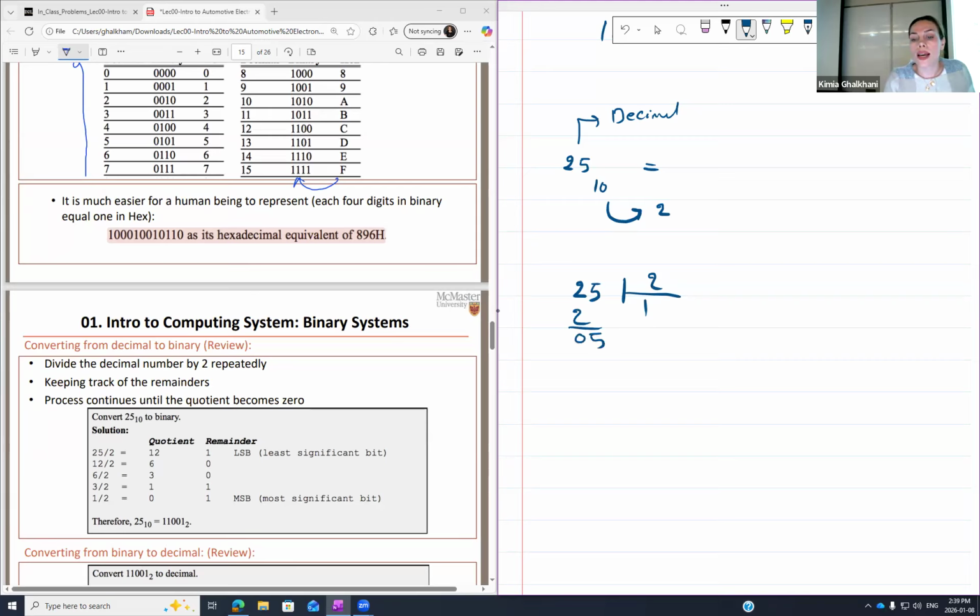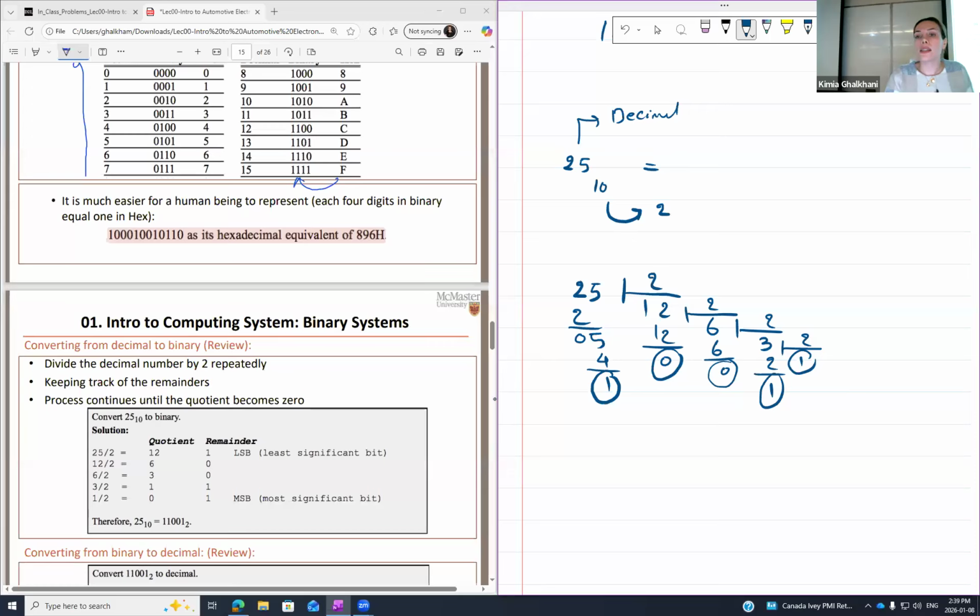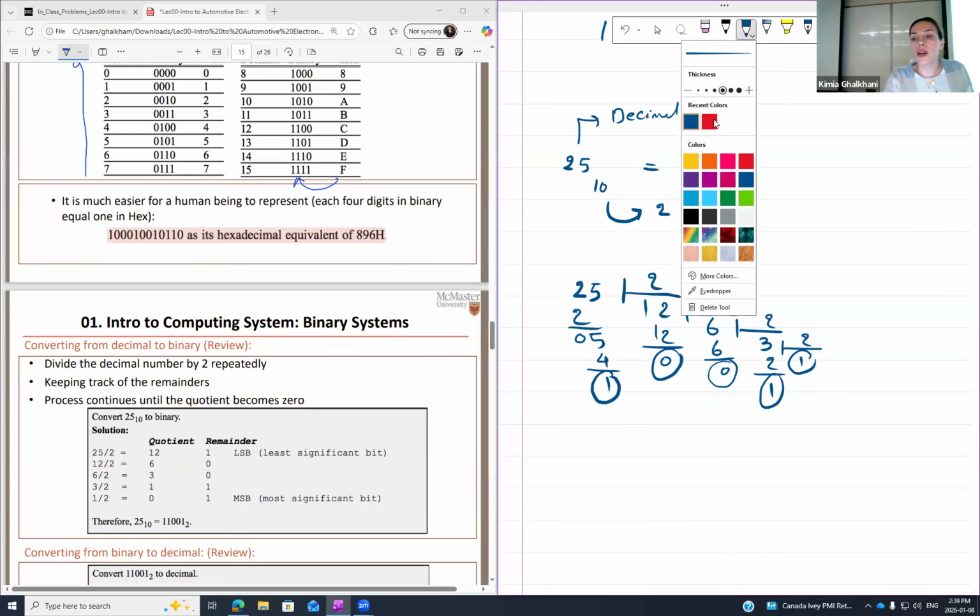So then this is going to be my first remainder. Now again, by 2. This is going to be my next one. Then again by 2. This is my next one. Again by 2. And I'm done. Right?